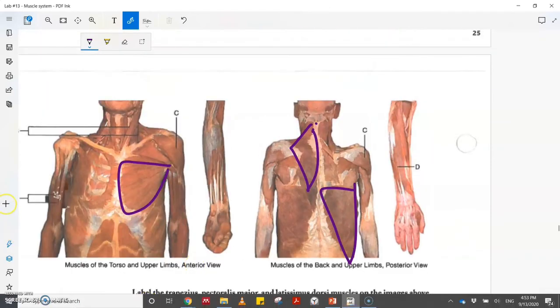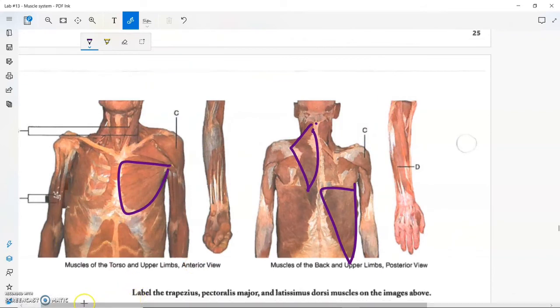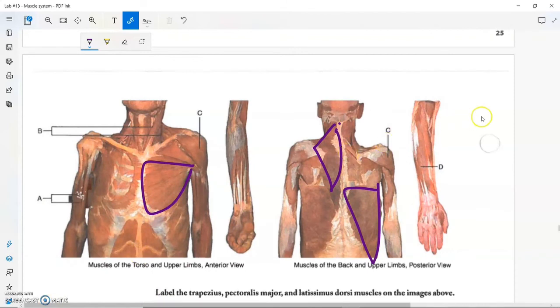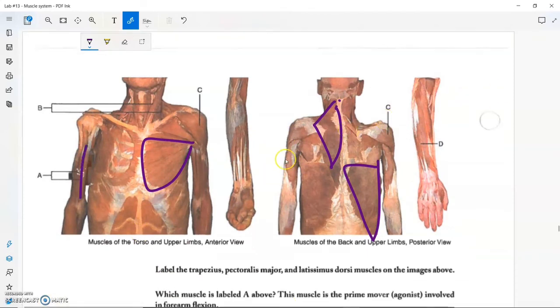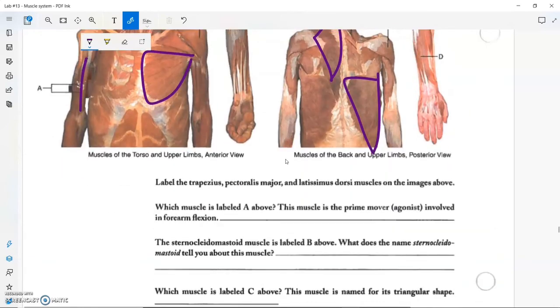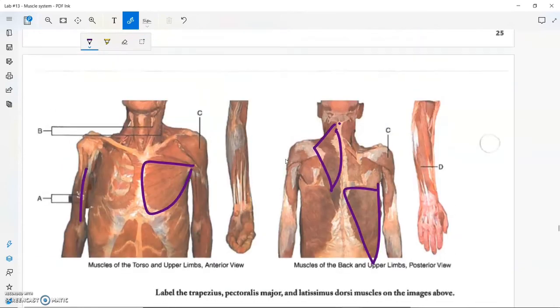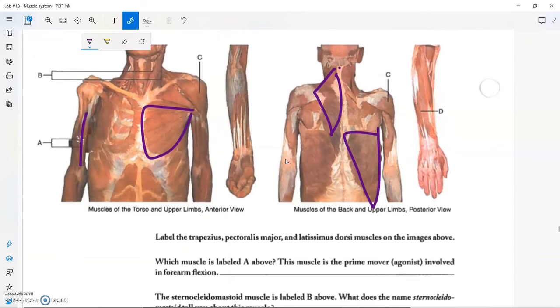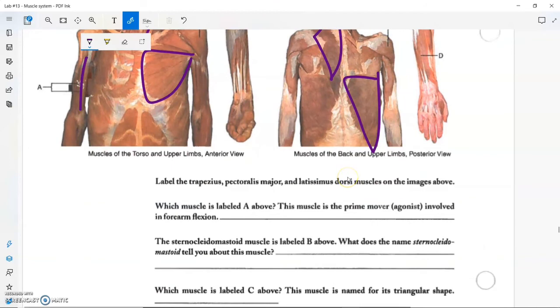Muscle that is labeled A obviously is a biceps. This muscle really flexes your forearm. Sternocleidomastoid is labeled B. Sternocleidomastoid tells you that it connects the sternum and the mastoid process.